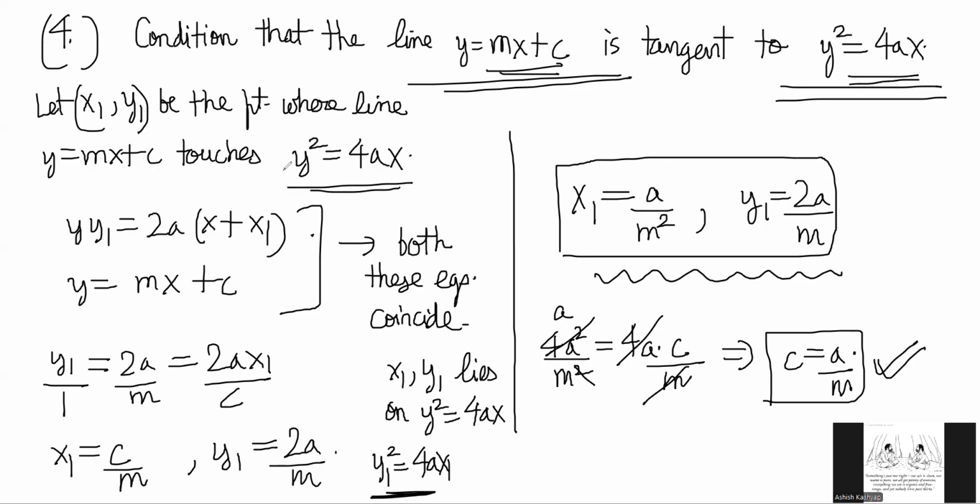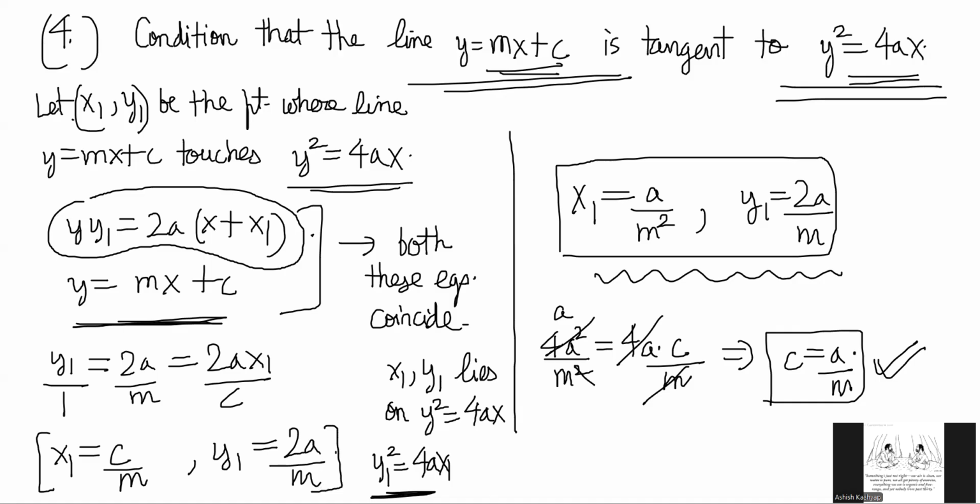How did we do this? We took the equation of the tangent to the parabola at a random point x1, y1. That was y y1 is equal to 2a times x plus x1. And we took the line equation. These two must represent the same tangent line. So we compared the coefficients. From there, we got x1 is equal to c by m and y1 is equal to 2a by m.